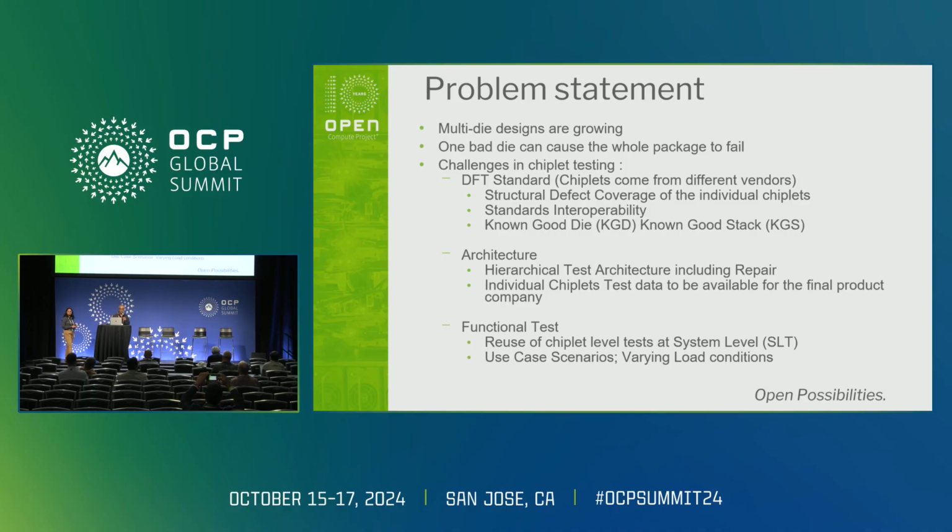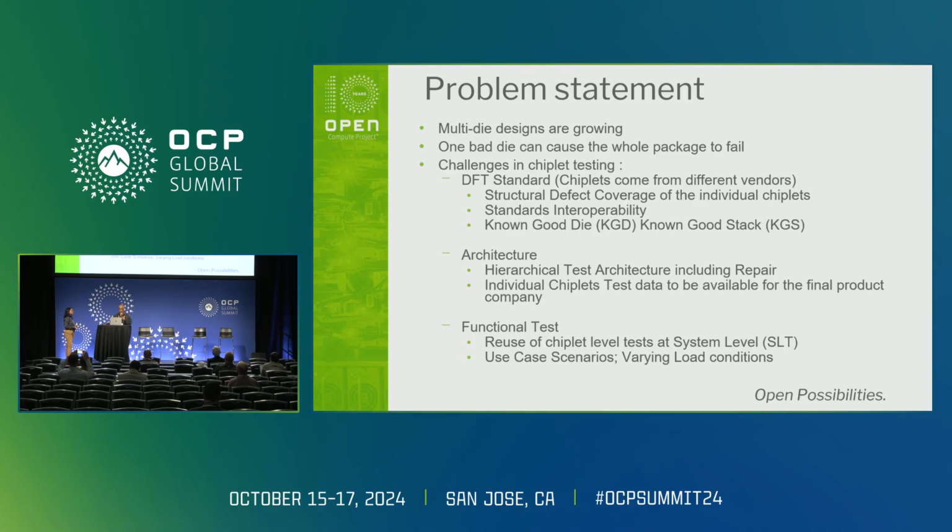So let's focus on the problem statement, right? So as segments such as consumer, automotive, high-performance computing, especially AI, ML applications have exploded, the need for multi-die designs is growing. So this growth is also complemented by the constant pressure of reducing the time to market, and that is not going anywhere. So this makes testing of the chiplet-based system and package a very challenging problem.